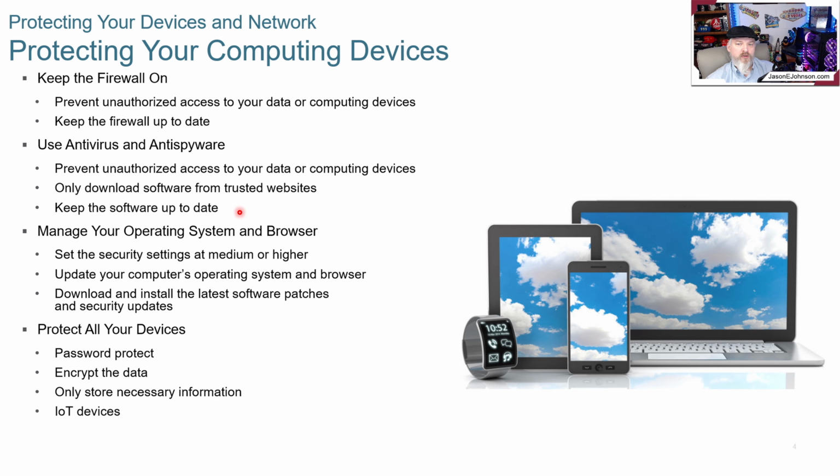And then you also want to make sure that your software is kept up to date. You want to manage your operating system and browser. You want to keep the security settings at medium or higher. You want to use a browser that's more secure. Update your computer's operating system and browser and make sure that all of those security settings are in place. Download and install the latest software patches and security patches. You always want to make sure those are up to date. Make sure your browser's up to date.